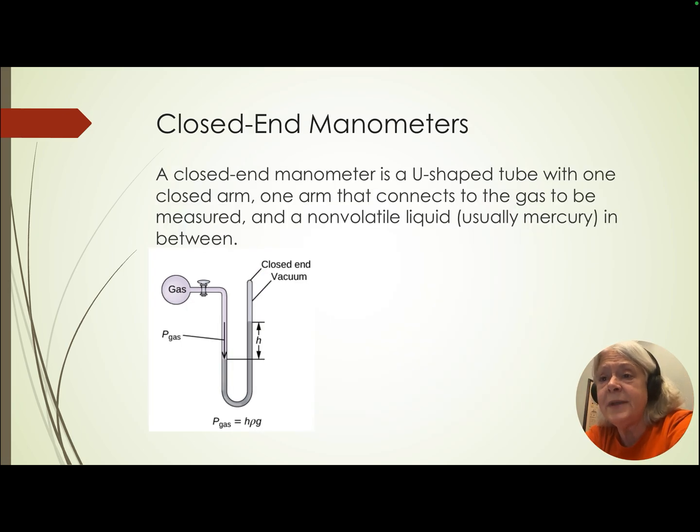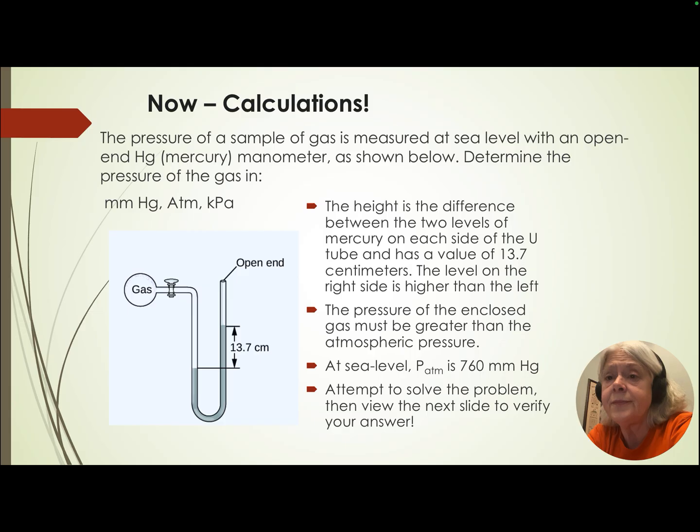Here we have a closed end manometer, another U-shaped tube, but please notice that there's a closed end with a vacuum in this diagram on the right arm. Usually the non-volatile liquid is still mercury. We will not be doing calculations with closed end manometers this year. Speaking of calculations, let's practice. Here's our first calculation practice.